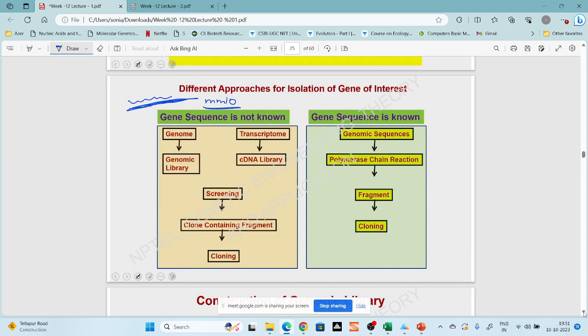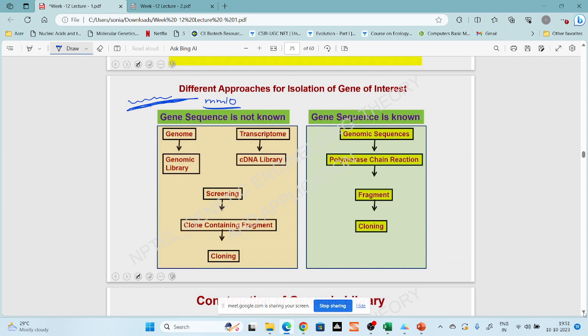chain reaction, PCR. But if I do not know the gene sequence, then I can either use the genomic library or cDNA library. It's a tedious process, and I will screen it, and then I will see the clone which contains the fragment, and then I will clone it. It is a tedious process.